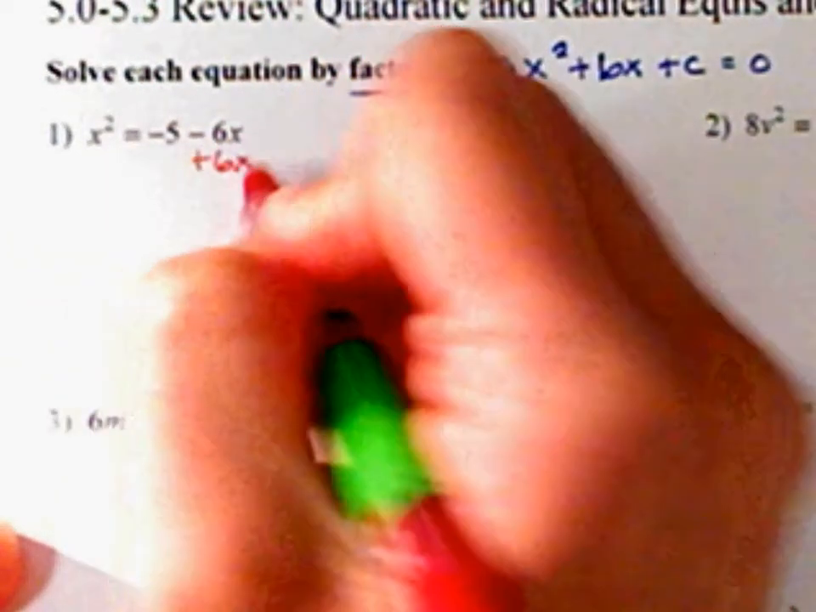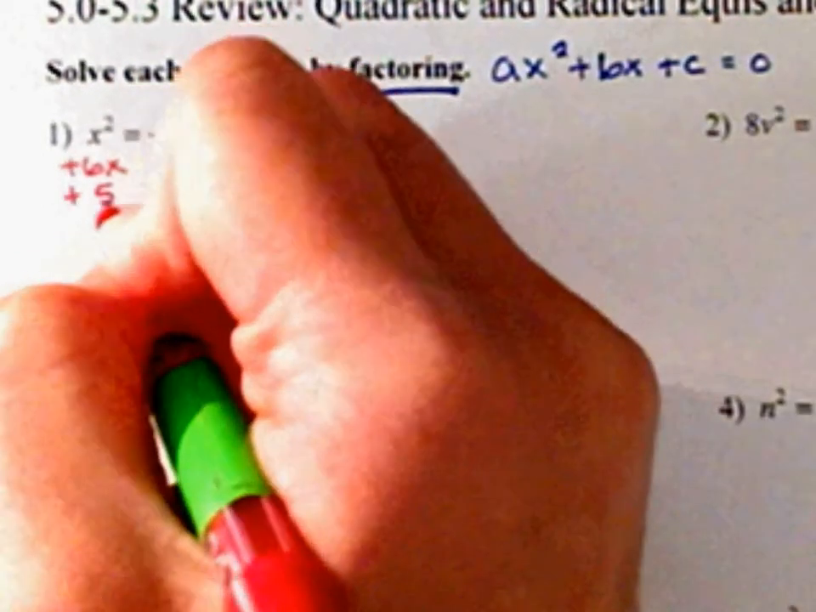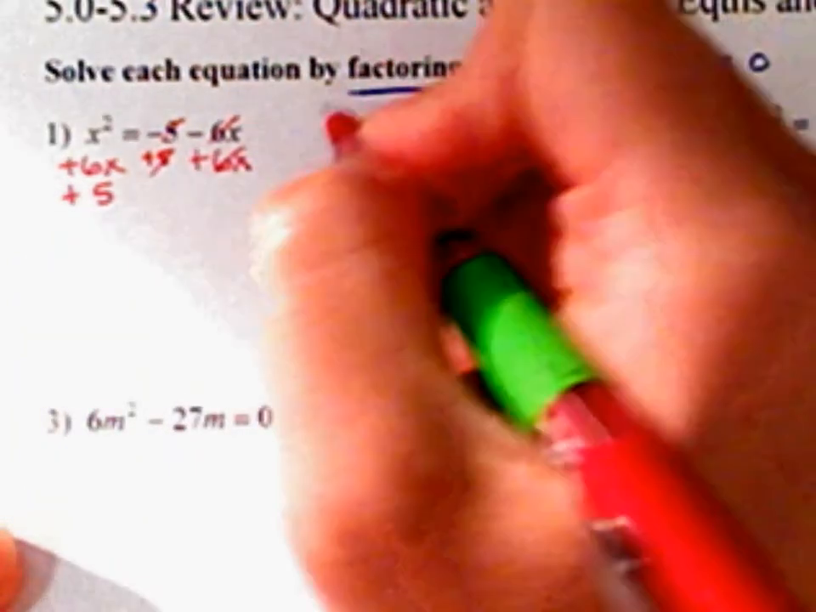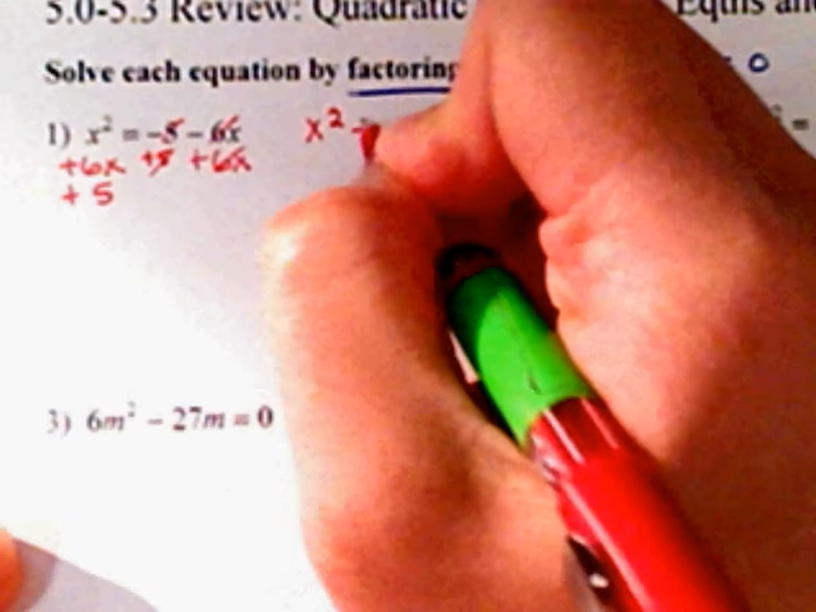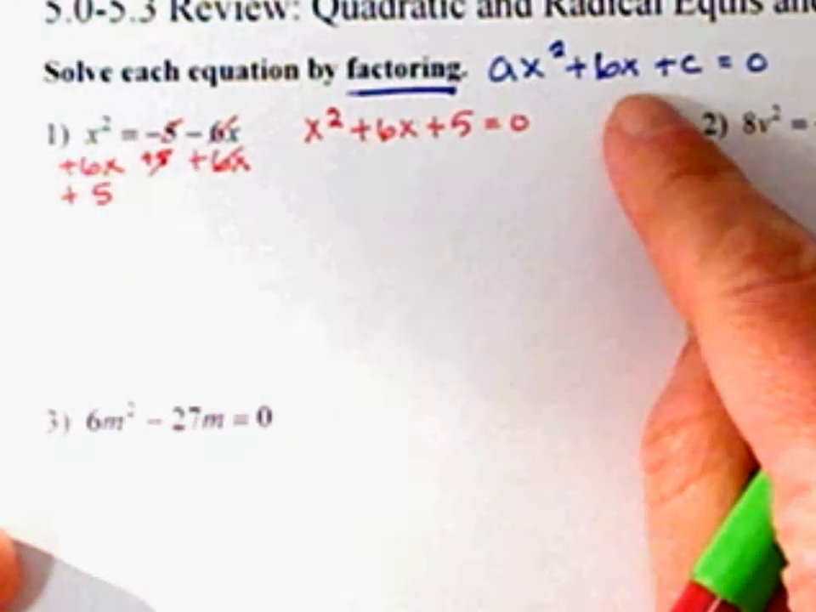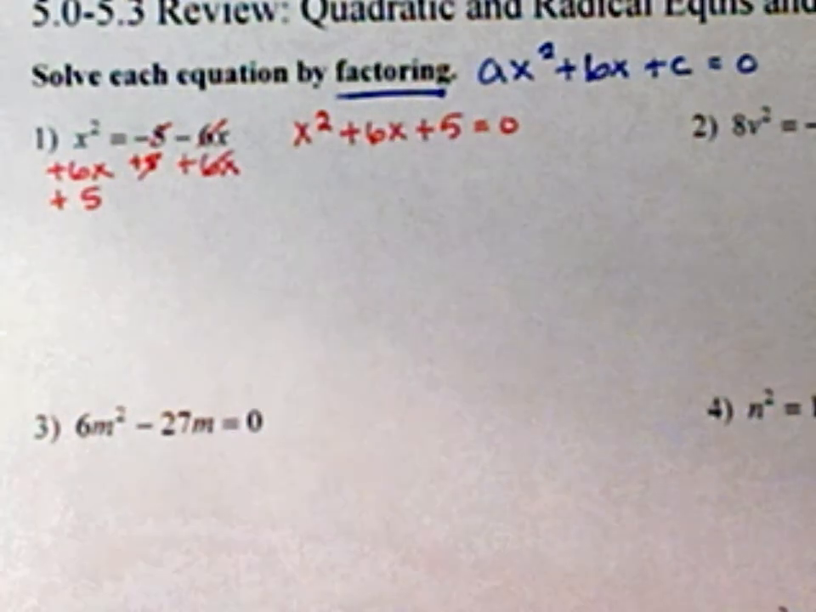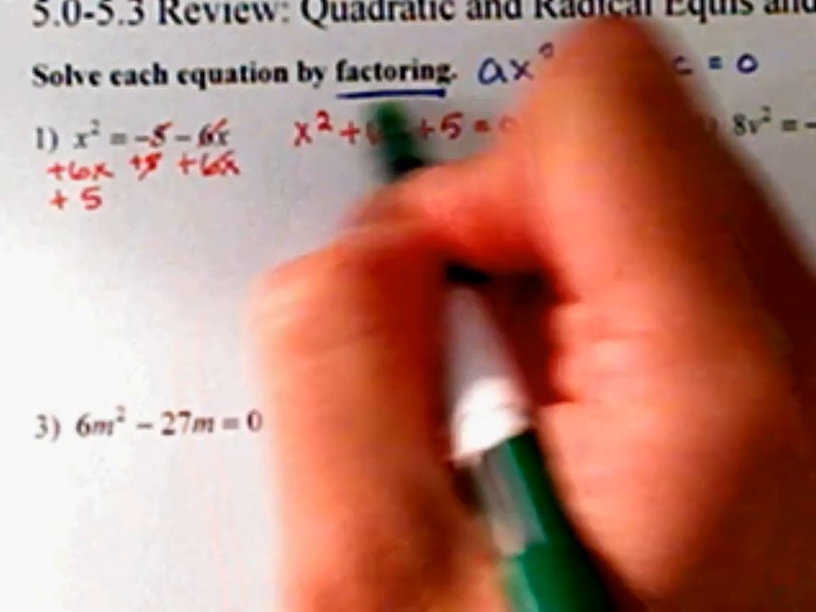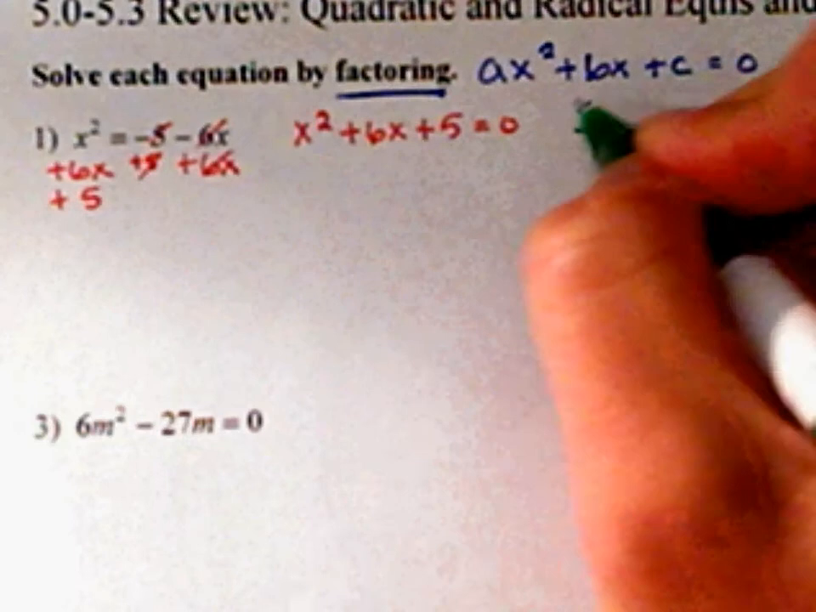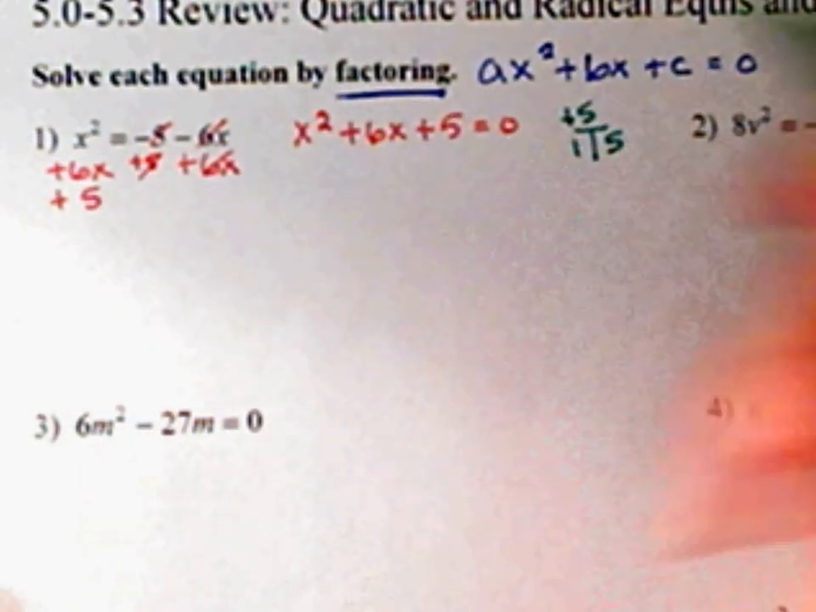So I'm going to add 6x. What you do to one side, you do to the other. And then I'm also going to add 5. And so I have everything set equal to 0. So now you have x squared plus 6x plus 5 equal to 0. See, just like that. Okay? Next step, you want to multiply 1 times 5, which is 5. And what two numbers multiply to give you positive 5, and add to give you 6? That's positive 1 and positive 5.